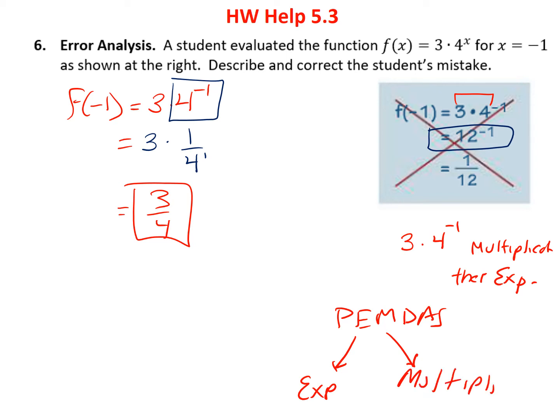So in my case here, the first thing I did was the exponent. 4 to the minus 1 is 1 over 4. And then I multiplied them together. Okay? So his error was getting PEMDAS wrong. By multiplying these first, you have to do the exponent before you do the multiplication.